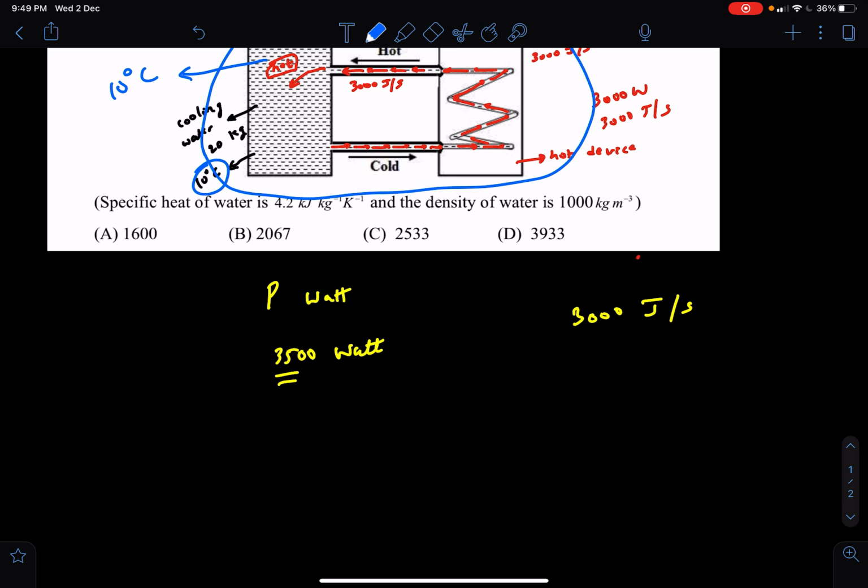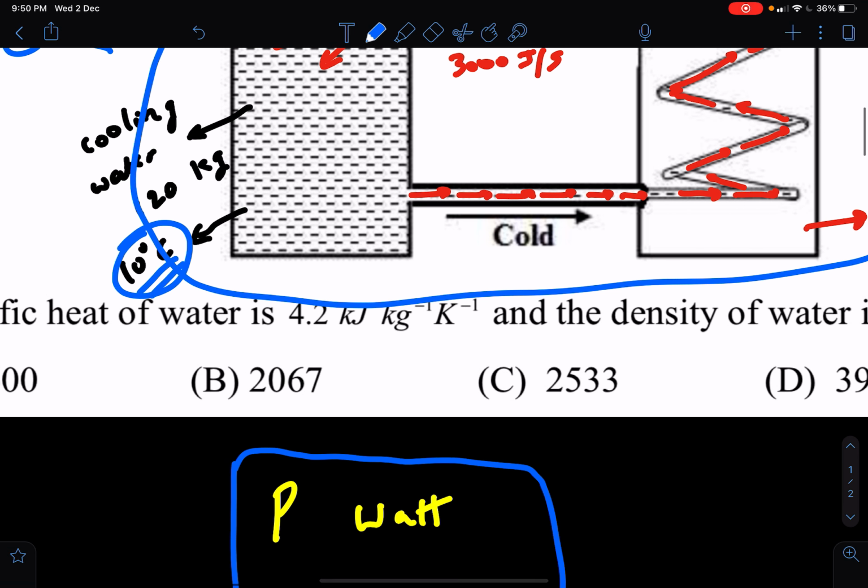And then there is no problem as such. But that will be using too much capacity of the cooler. What happens if we use a cooler which can extract only 3000 joule per second? In that case, the water temperature will remain 10 degree only.